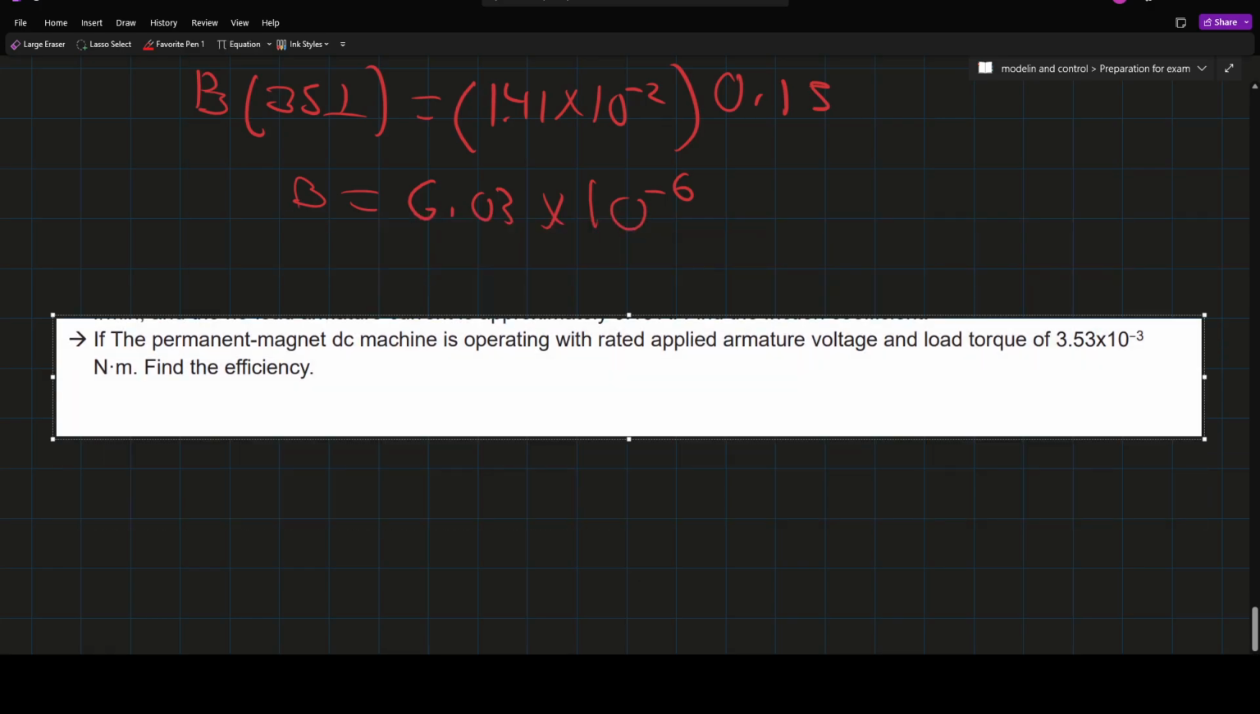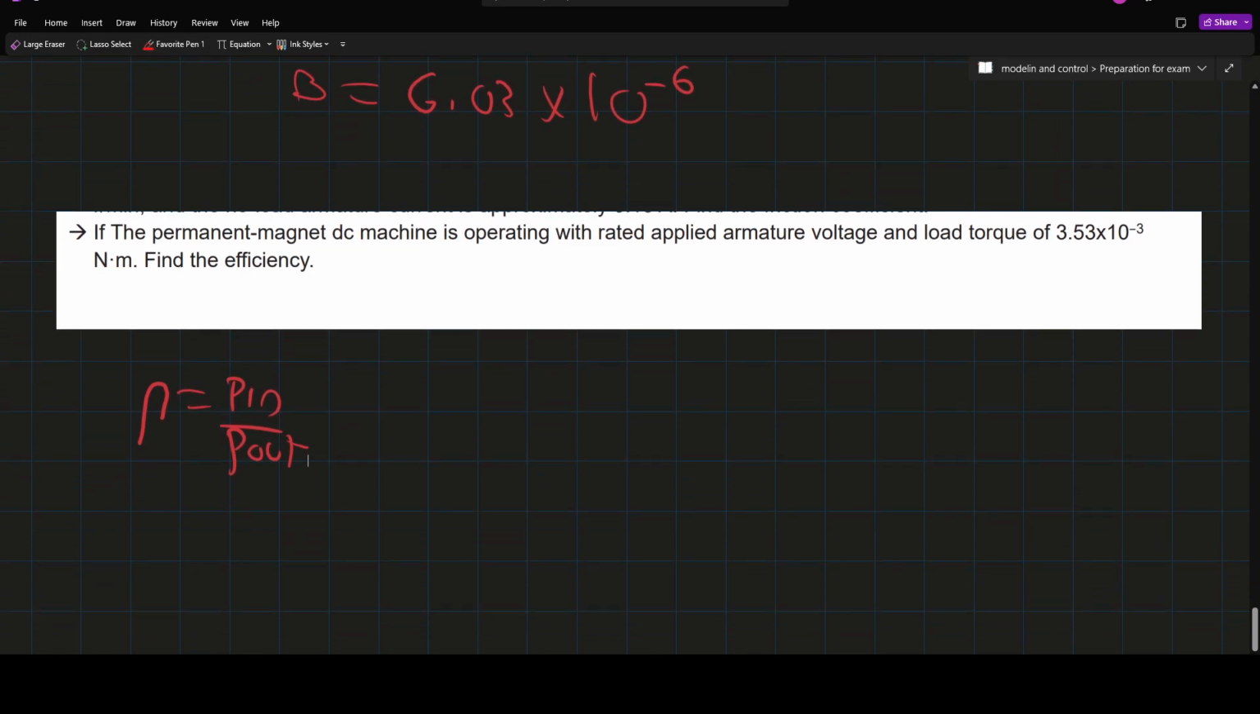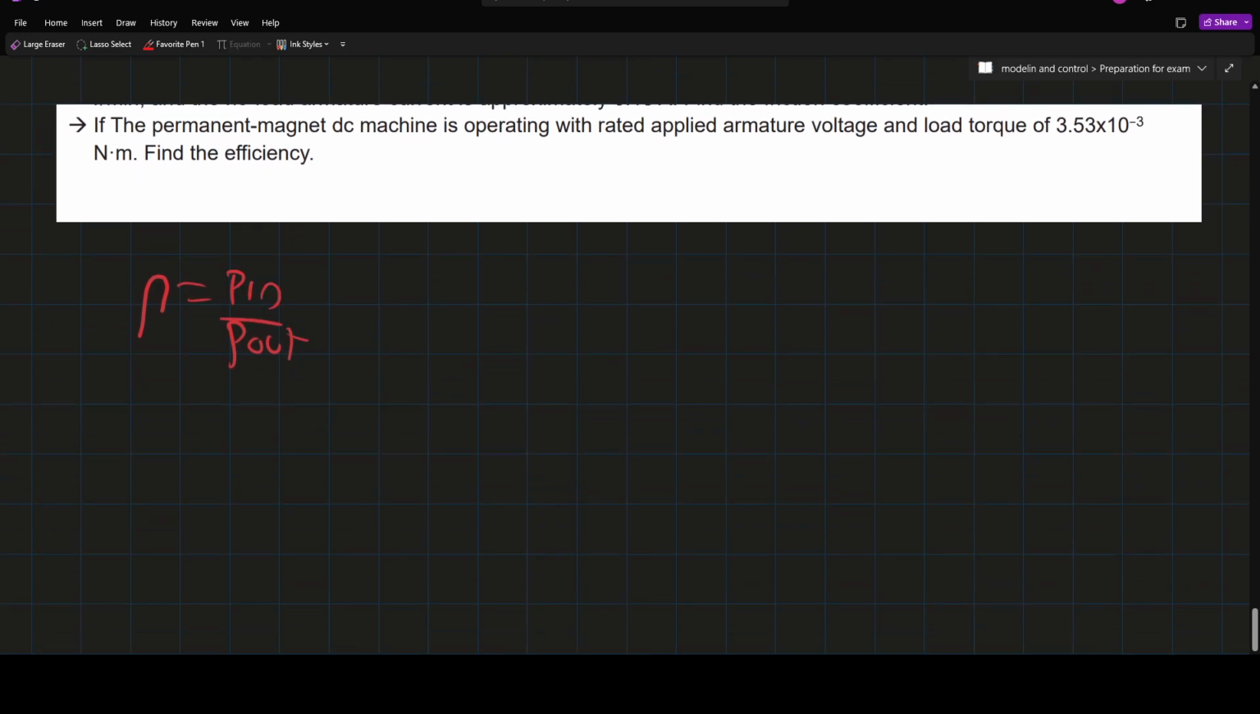Okay, let's keep going with the next one. For this same machine, if the same machine is operating with a rated applied armature voltage and a low torque, now they're giving us the low torque. So first, we know that our efficiency is equal to the power out over the power in, and we're going to need the power in. So what is the power in? We have the speed with the developed torque.